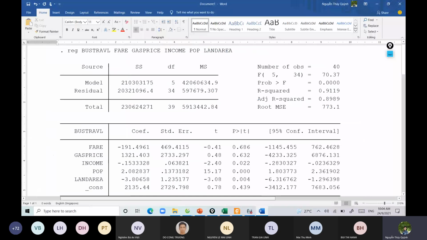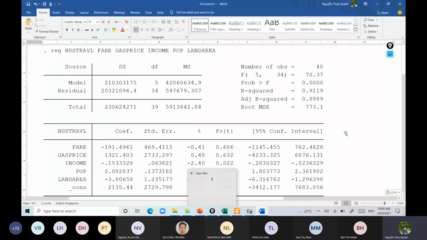Okay, so please test for the overall significance of this model. Is this model significant or not at 5% level of significance? Okay, now please follow the steps that we have just discussed. Test for the overall significance of this model at 5% level of significance.